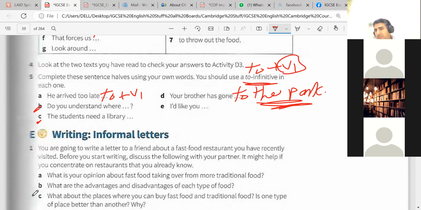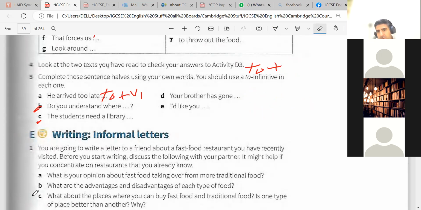Okay? You can say the park, no problem, but you must write a verb, Khalid. So your brother has gone to play in the park, for example. You can say to play in the park or to swim in the park. This makes sense. Clear? Khalid, is it clear for you? Yes.